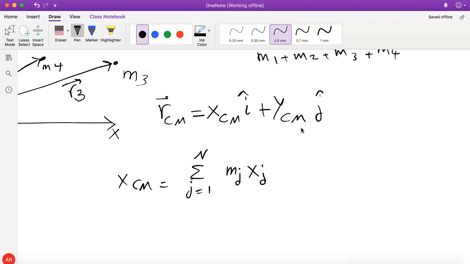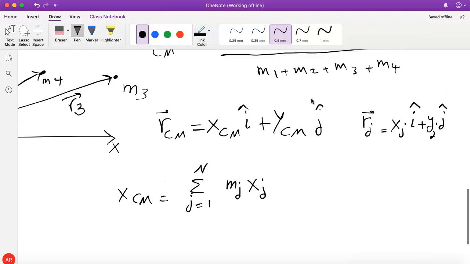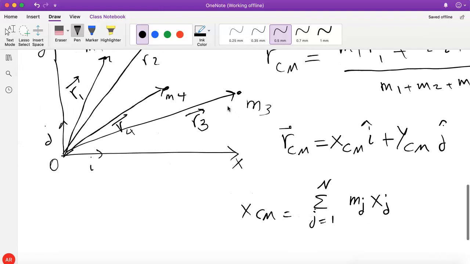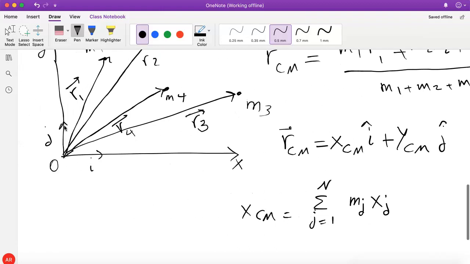To define these x_j's and y_j's, we can write r_j is x_j times the unit vector i plus y_j times the unit vector j. The j index is just some integer index that labels the particles. It runs from 1 to 4 in this case, more generally from 1 to n. It has nothing to do with the unit vector j, which is a vector of length 1 in the y direction.